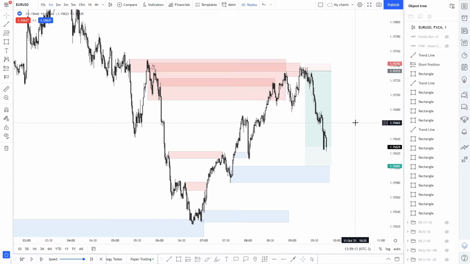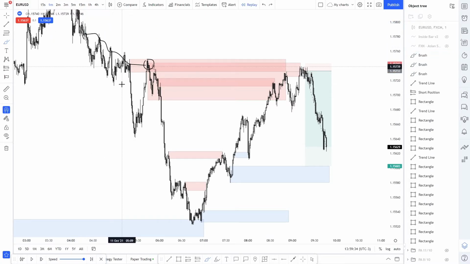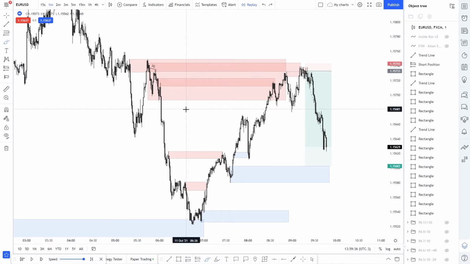As simple as that. Now, we have a very strong POI on the 5-minute, which comes from mitigating another 5-minute POI, which comes from mitigating another POI, which comes from mitigating another POI, and so on. So this POI that we were trading comes from mitigating this, that one from this, that one from this, and that one from maybe this, right? And the higher one comes from mitigating something else, right? So this is a strong POI.